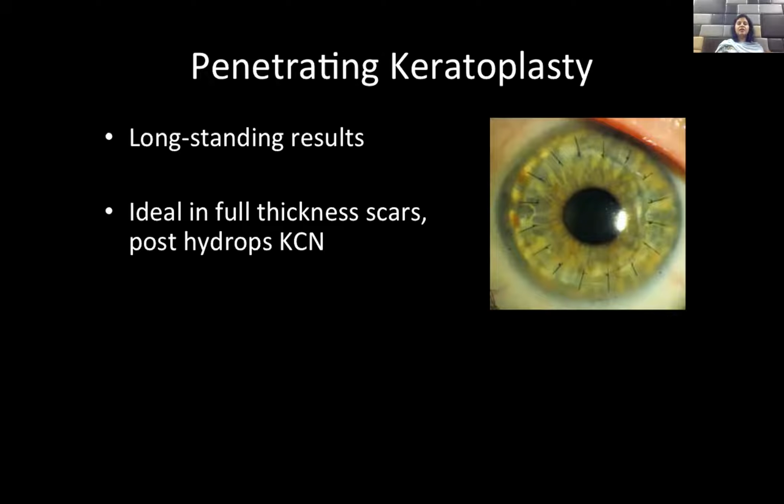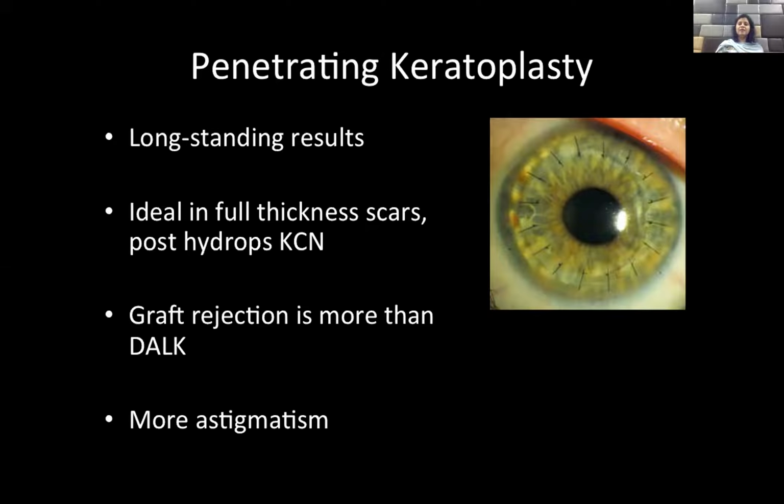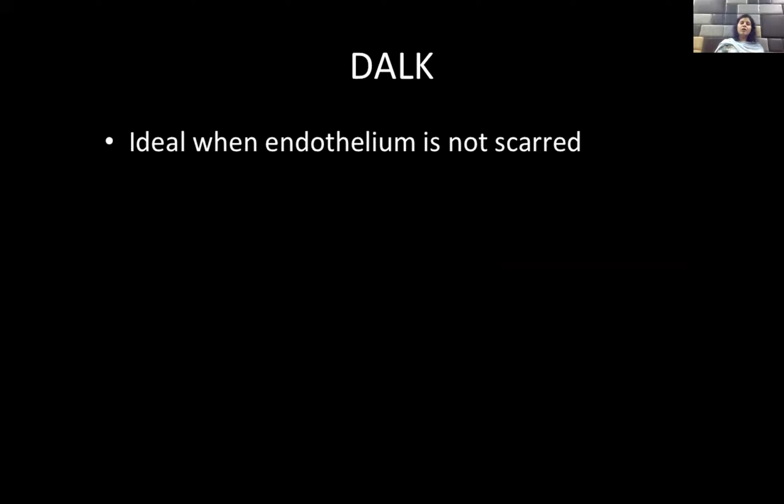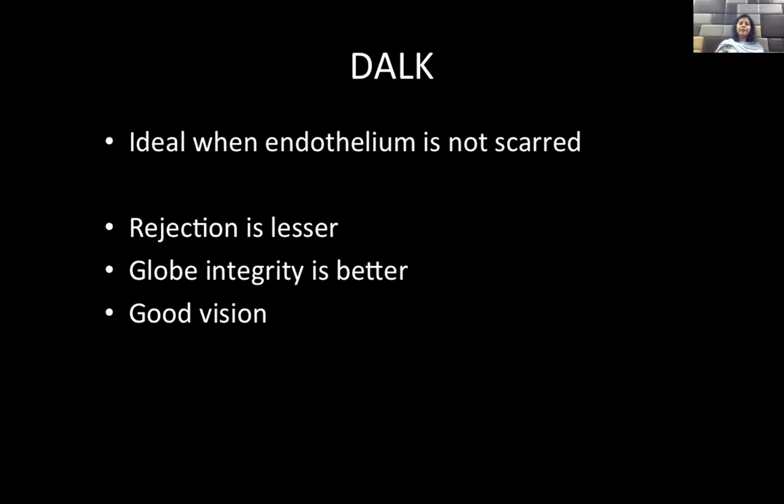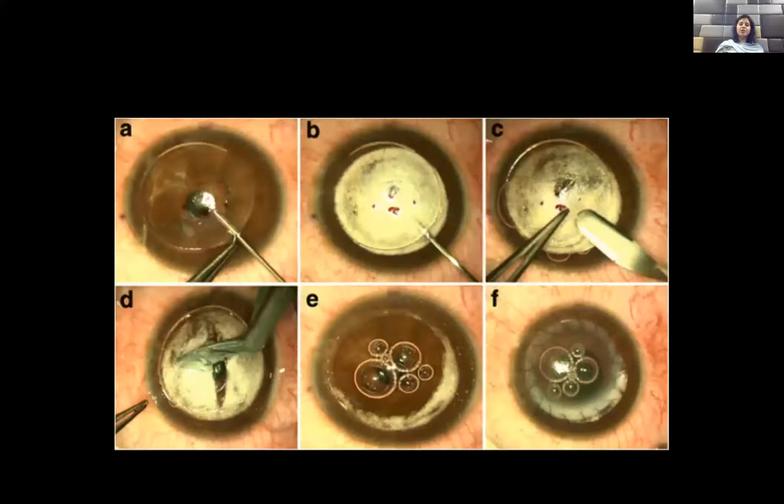Penetrating keratoplasty has been going on for years. It's very good, say, after a hydrops wherein the Descemet's membrane is interrupted, or if there are full thickness corneal scars. However, because the endothelium is foreign, you can have more graft rejection and more astigmatism has been noted. While DALK is ideal if the endothelium is not scarred, rejection is lesser, globe integrity is better and visual outcome is better. However, surgical skill required is much more.